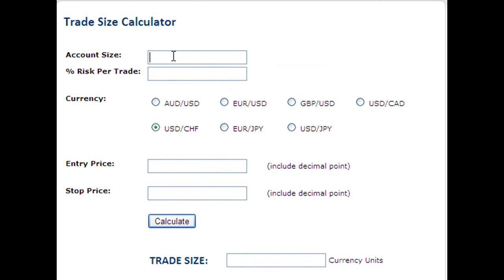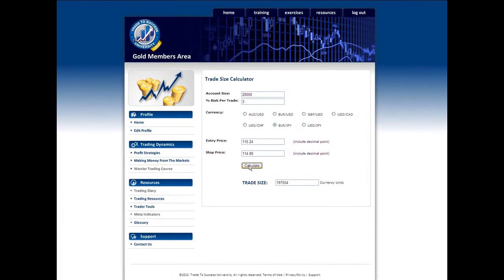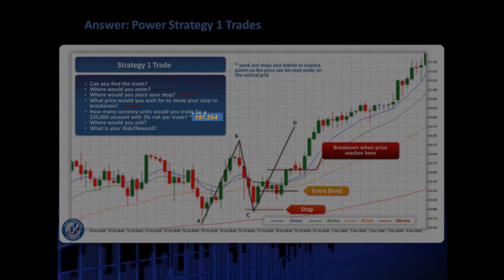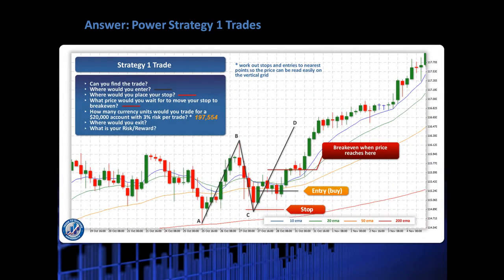So it's a $20,000 account. 3% risk on any trade. The currency is euro against Japanese yen. The entry price is 115.24. And the stop price is 114.89. When I click the calculate button, we have 197,554 currency units. So the amount of currency units we would be trading for this trade is 197,554 currency units.